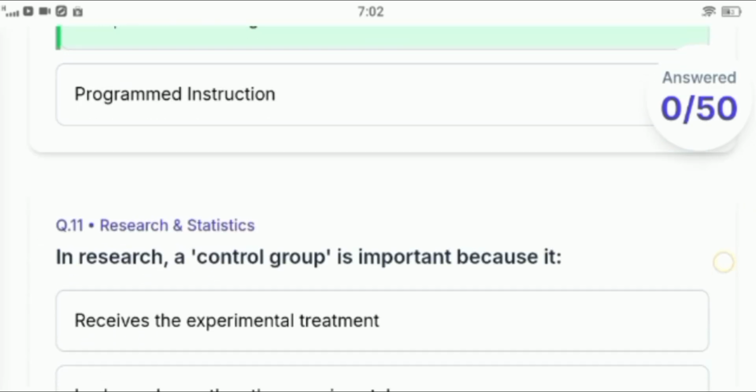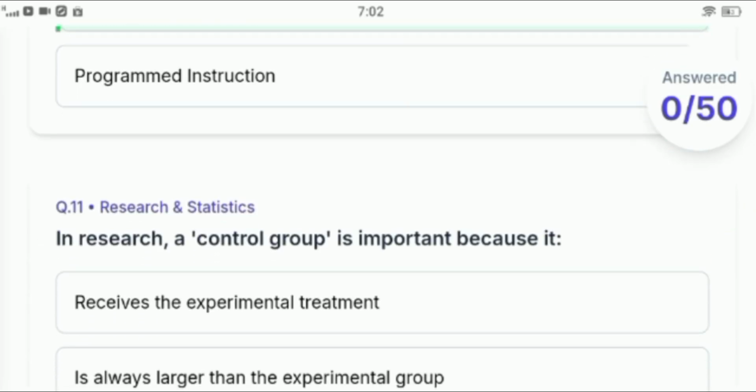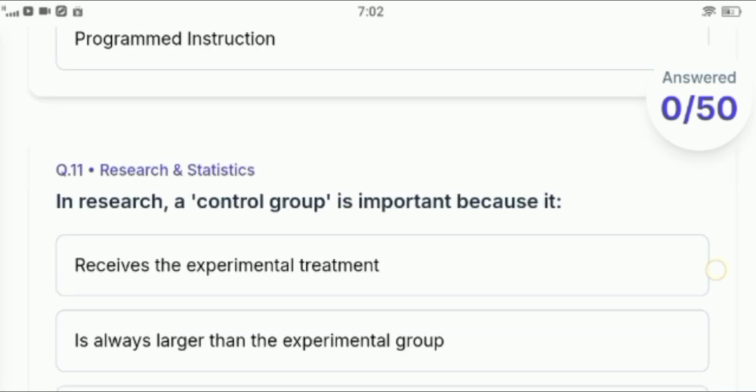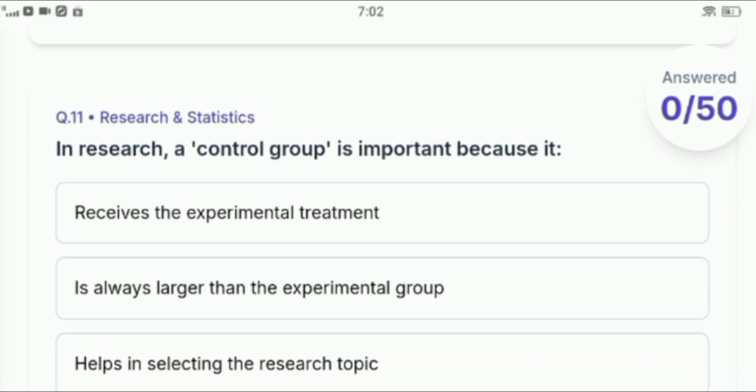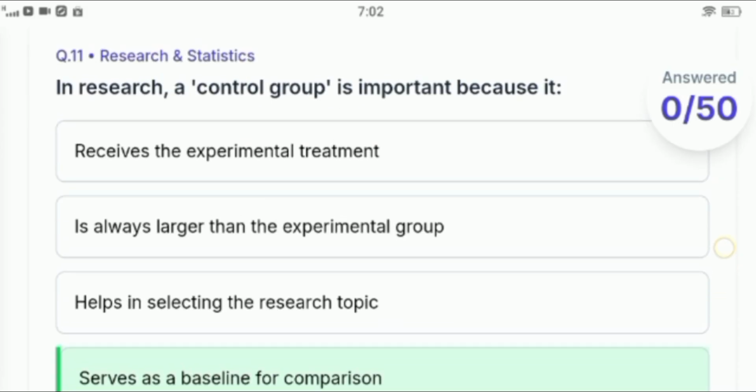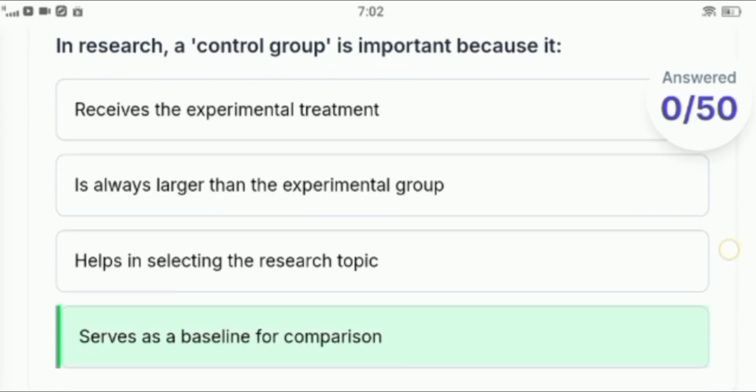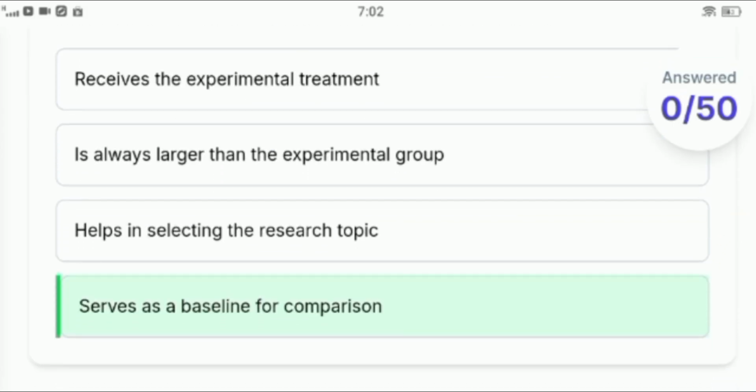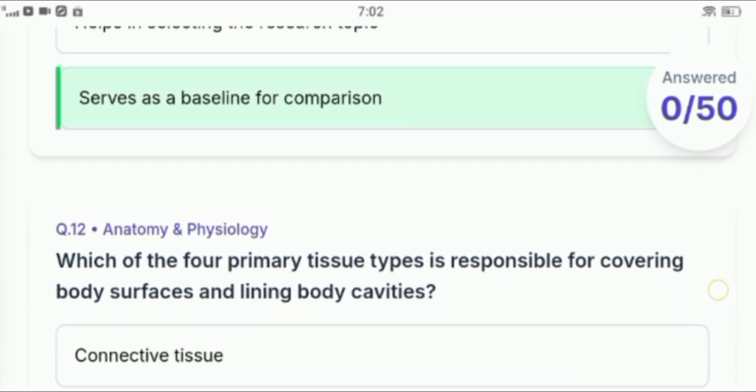Then 11, research and statistics. In research, a control group is important because it option A, receives the experimental treatment, B, is always larger than the experimental group, C, helps in selecting the research topic, and D, serves as a baseline for comparison. So the correct answer is D, serves as a baseline for comparison.